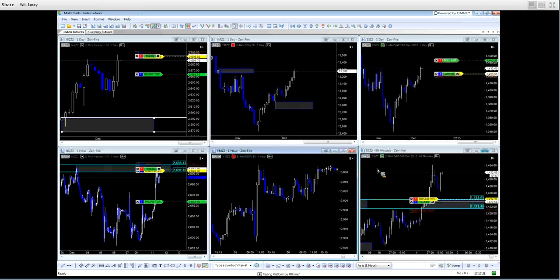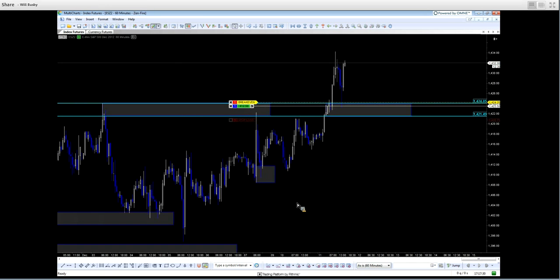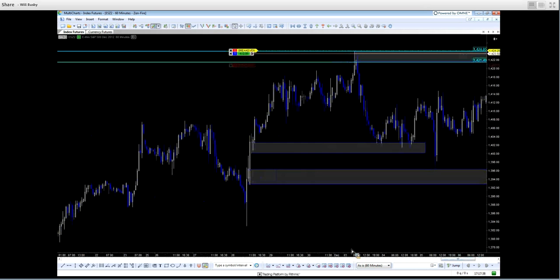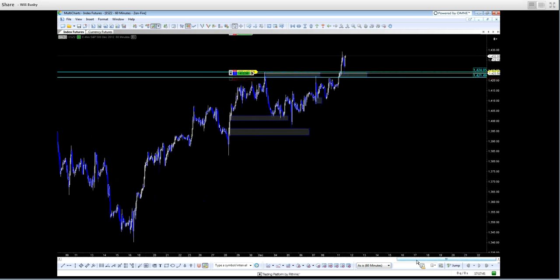Okay. Same scenario on the S&P. We look at previous areas, and we say to ourselves, is this an area where I would be a willing seller or willing buyer? Two questions. Is it fresh, and is it original?